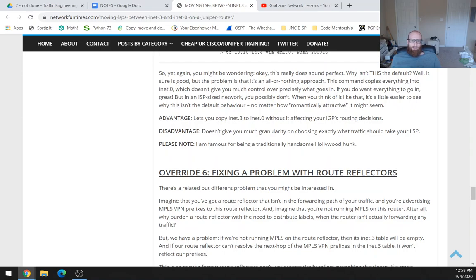Advantage: lets you copy inet.3 to inet.0 without it affecting your IGP's routing decision. Disadvantage: doesn't give you much granularity on choosing exactly what traffic should take your LSP.